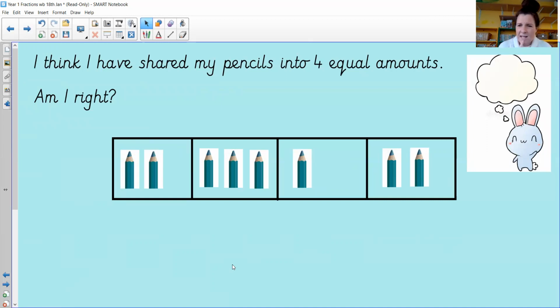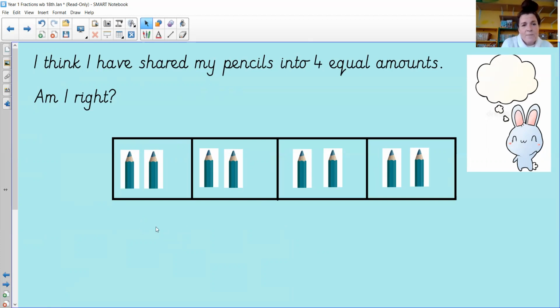Oh, do you know, now looking at it, it doesn't look quite right. Something's not quite right. I wonder what I can do to fix it. So I've got 2 in this part and 2 in this part. So they're equal, but I've got 3 in this part and only 1 in this part. So I wonder what I can do to fix that. Maybe if I move this pencil, would that make sense? Yes, excellent. I now think I have split my pencils equally.